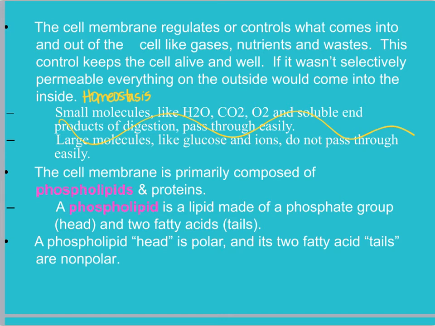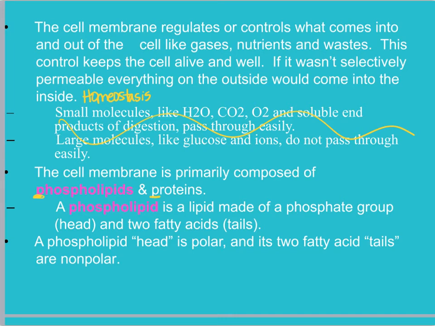So anyway, the cell membrane is made of the two P's. The two P's, phospholipids and proteins. So the phospholipid, we did learn about it in the previous unit. It's very important for this unit too. So make sure you understand the cell membrane and what it's made of.